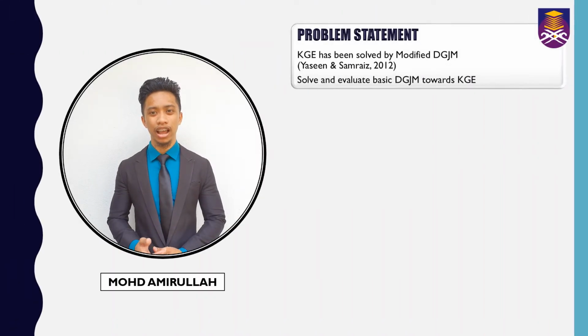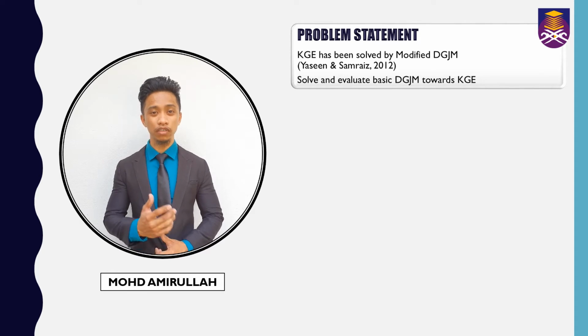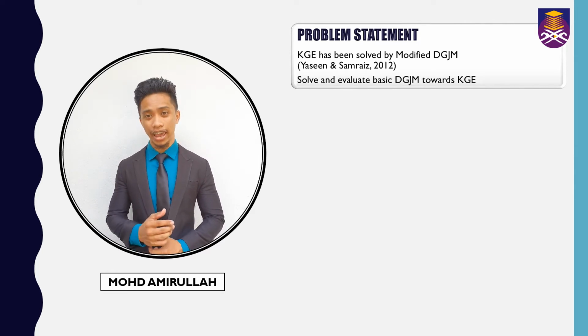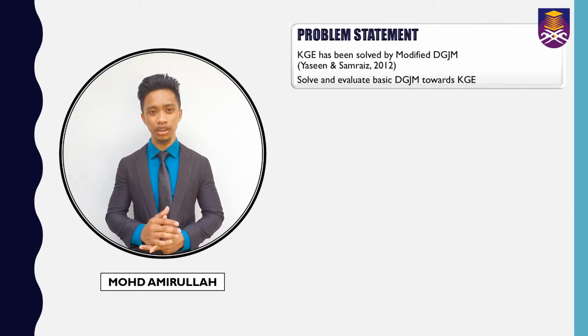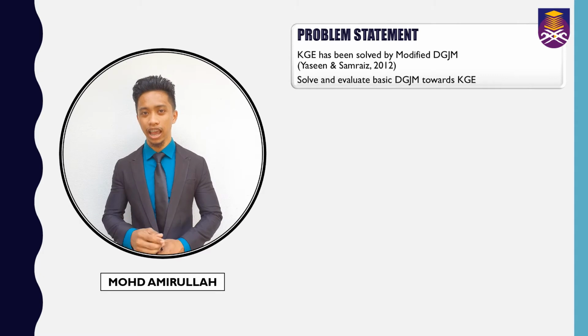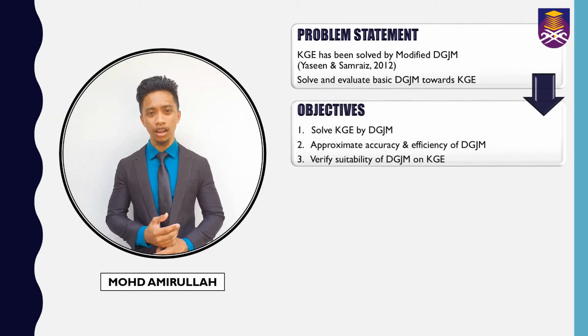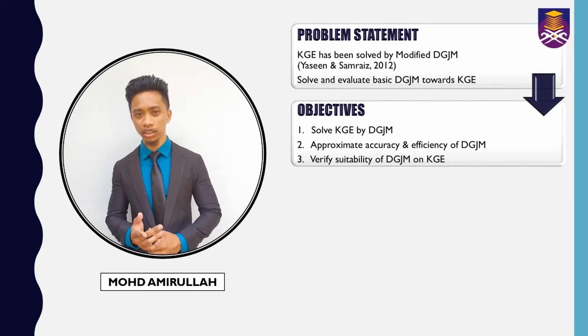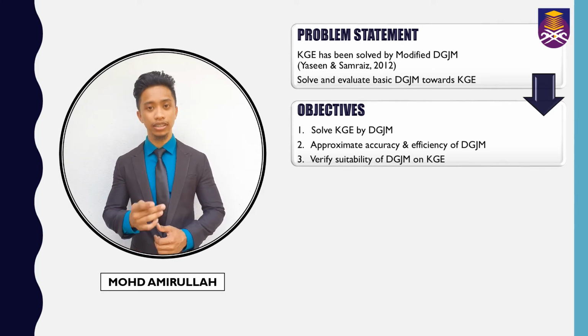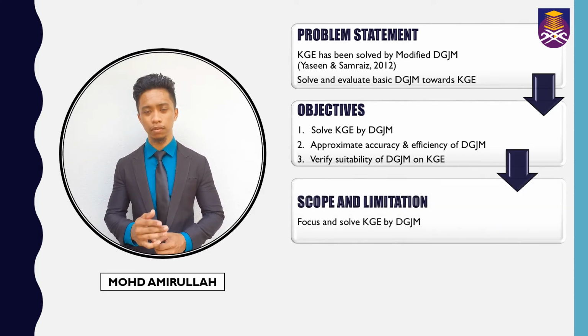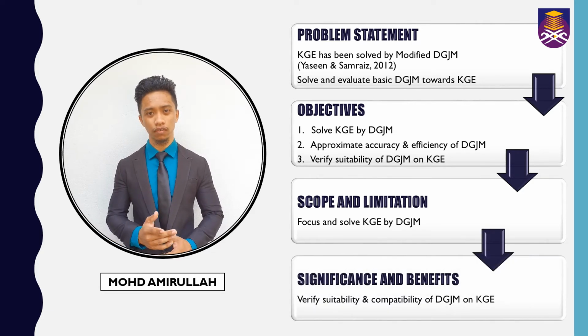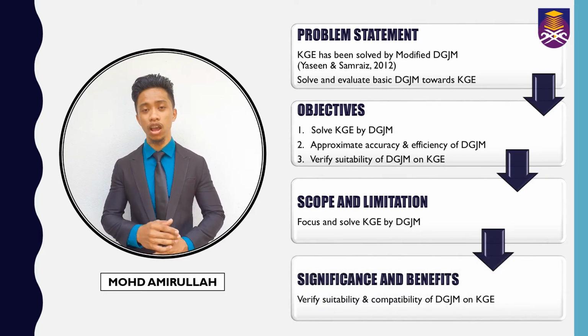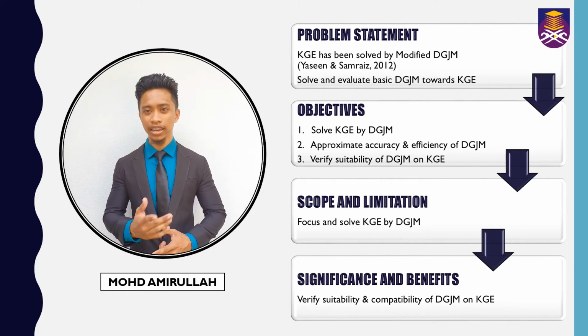Next, problem statement. The Klein-Gordon equation has been solved by the modified Daftardar-Gejji and Jafari method. Hence, this research is done to solve and evaluate the accuracy, efficiency, and suitability of basic DGJM towards KGE. Next, objectives. The objectives are to solve KGE by DGJM, to approximate the accuracy and efficiency of DGJM with other methods, and to verify the suitability of DGJM on KGE. Next, the scope is to focus and solve KGE by DGJM, while the significance is to verify suitability and compatibility of DGJM with KGE with other methods such as ADM and VIM.